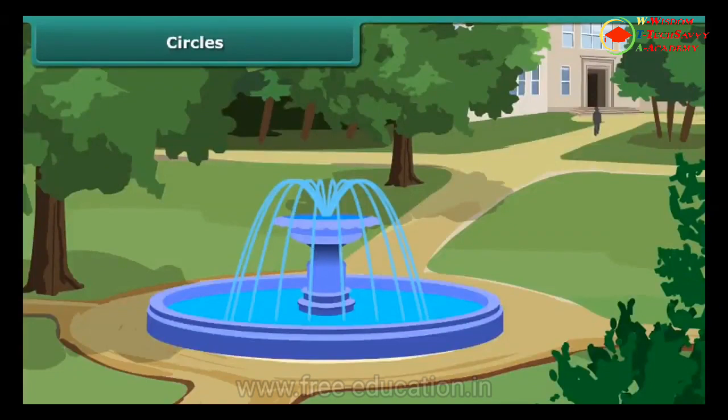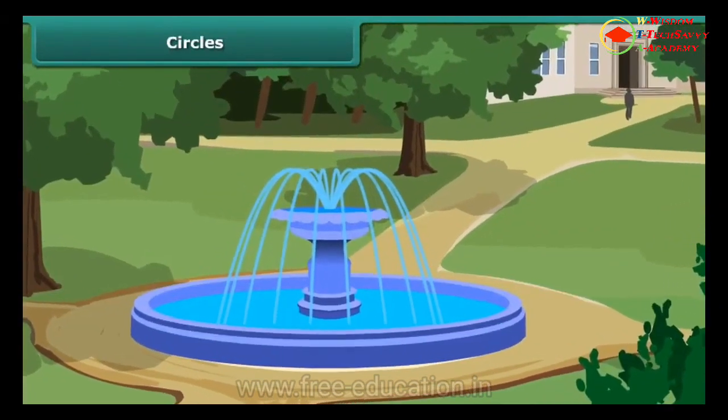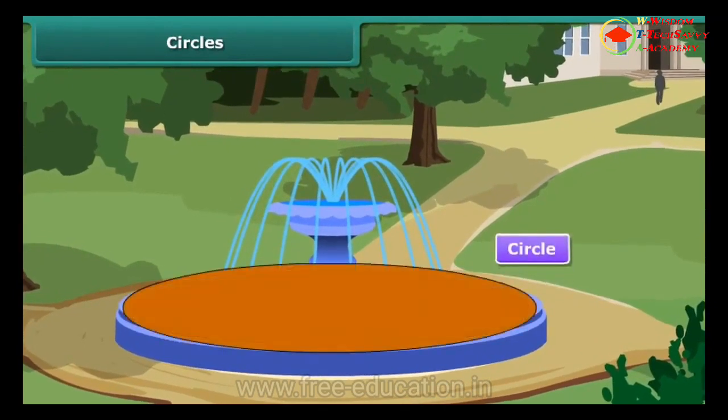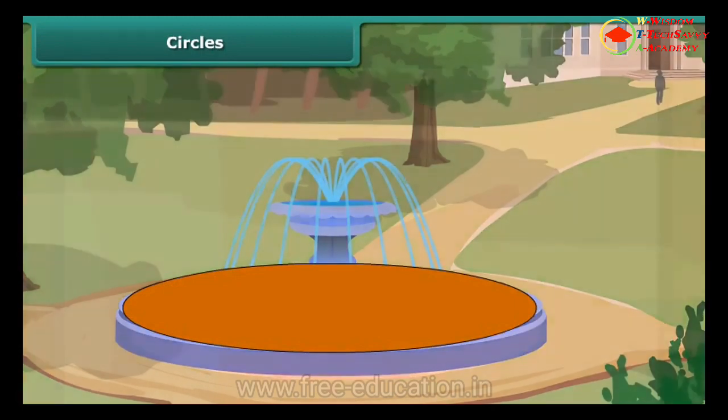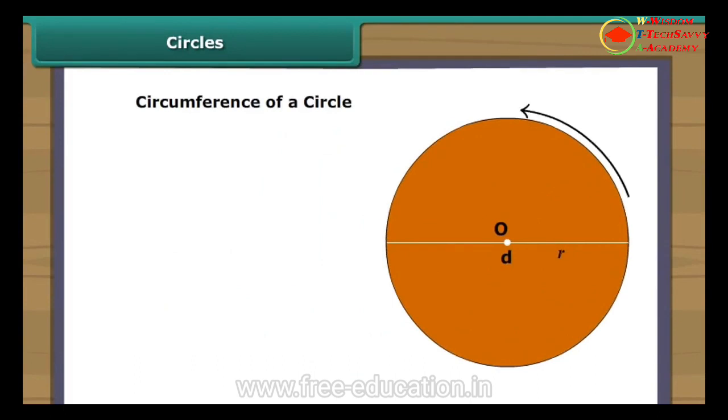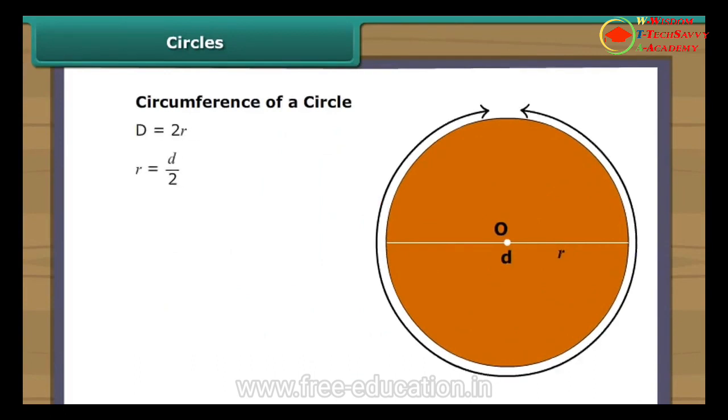Circles. Students, have you noticed the shape of the fountain? The fountain is in the shape of a circle. Can you measure the circumference of the circle? Yes. If you know the radius of the circle, then by using the formula of circumference of a circle. The circumference of a circle is the distance around a circular region. In other words, the boundary of the circle. The circumference of a circle is the product of a constant called pi and its diameter, or twice the product of pi and the radius of the circle.